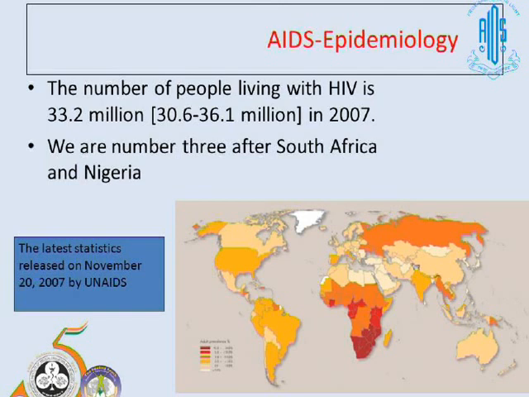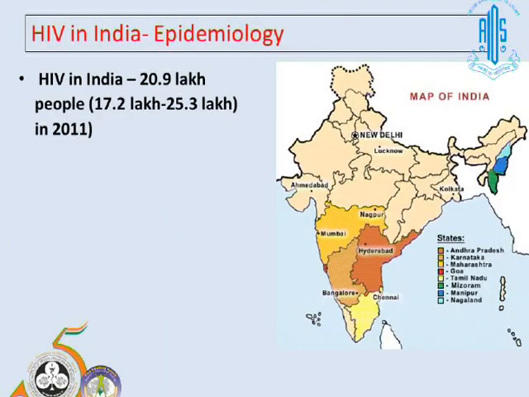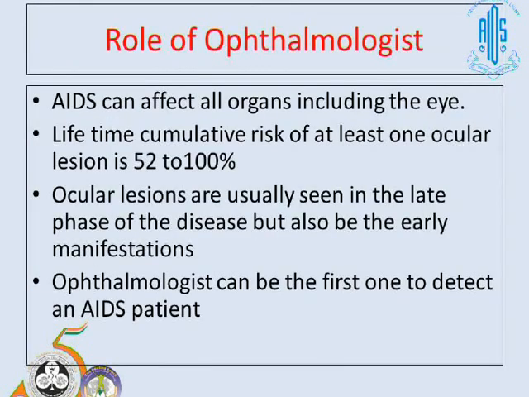Here is the problem actually. If you look at the HIV or the AIDS population, we are number three in the world, behind South Africa and Nigeria, and this amounts to something like 20.9 lakh patients of HIV in our population, with a varied distribution all over India, due to various reasons. So we are seeing these patients regularly in our clinics, announced or unannounced.